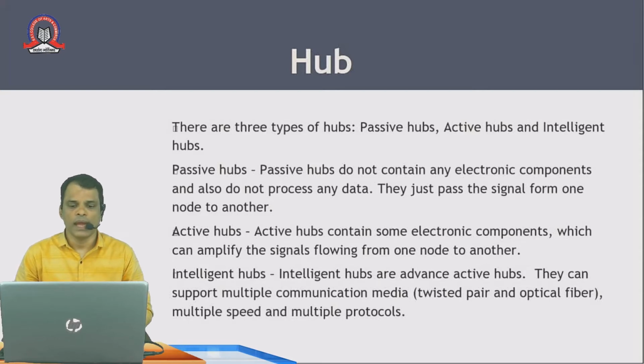An active hub contains some electronic components which can amplify the signals flowing from one node to another. They just amplify the signals. Then intelligent hubs are advanced active hubs. They can support multiple communication media, twisted pair and optical fiber, multiple speeds and multiple protocols. So they are a little advanced.